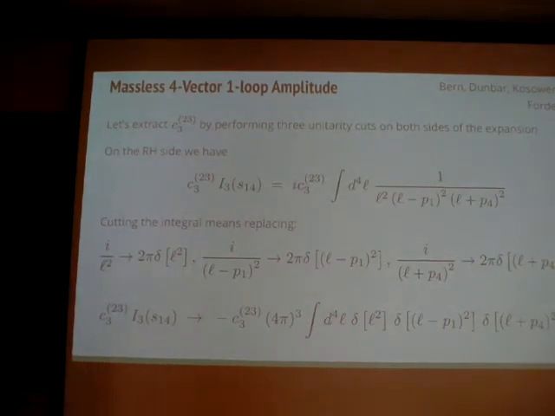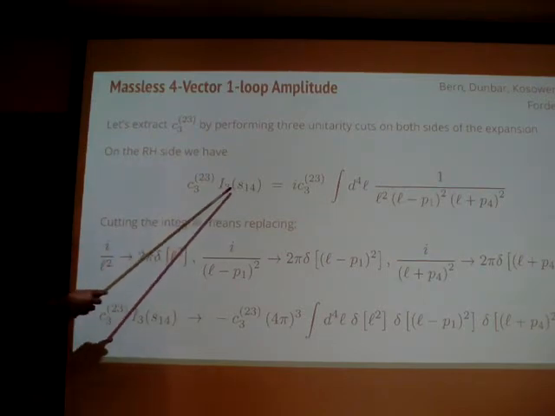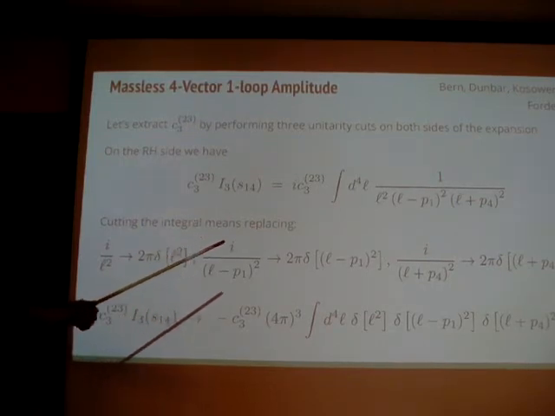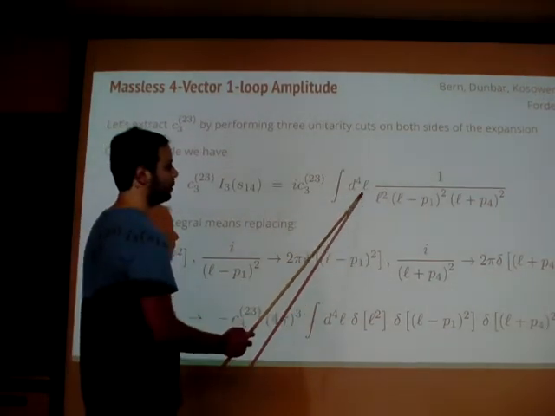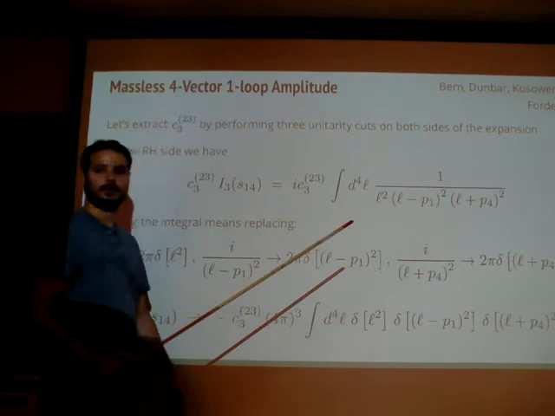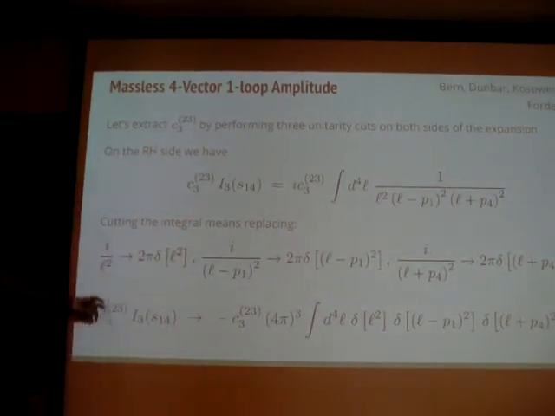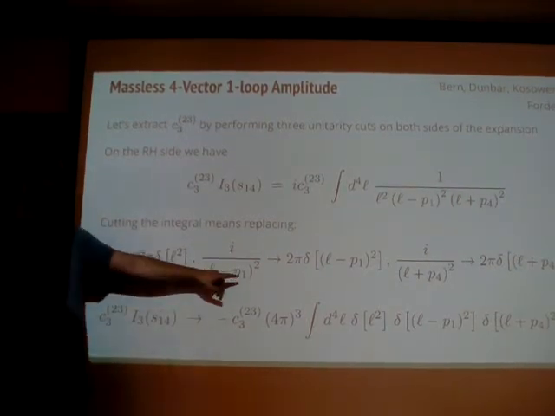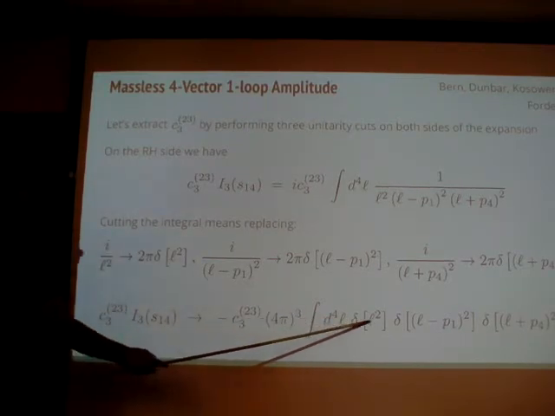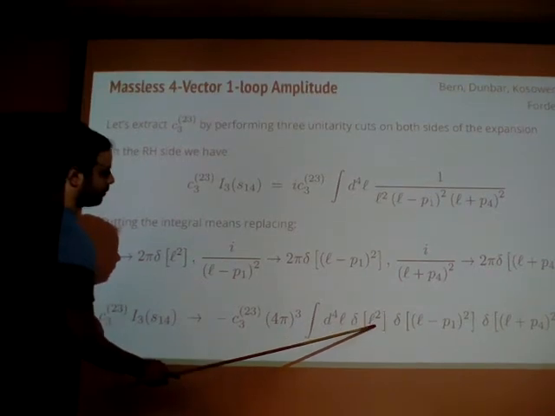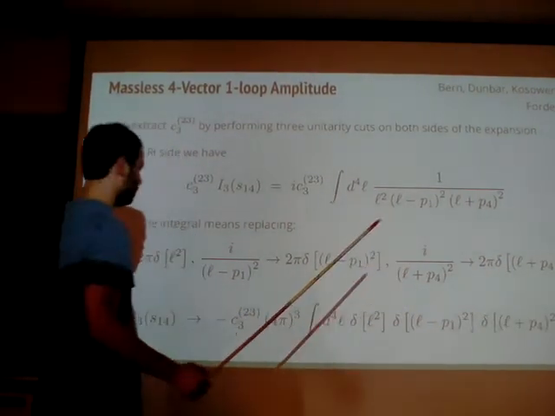So how do we get the coefficients? We do unitarity cuts on both sides. So let's start with the right-hand side, where we have these known master integrals. For example, you asked about the basis of massless integrals. For example, I3, this is what it looks like. It's just the loop integral, 1 over the propagators we think it has. Now, cutting just means replacing the denominator by a delta function. It's just putting it on shell. And so the operation of cutting will just make this integral go to this integral, which forces the on-shellness of L minus P1 and L plus P4.